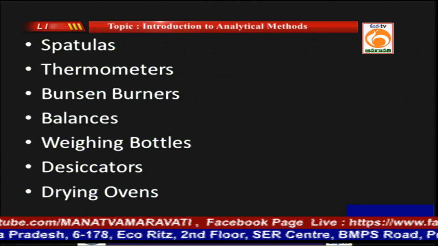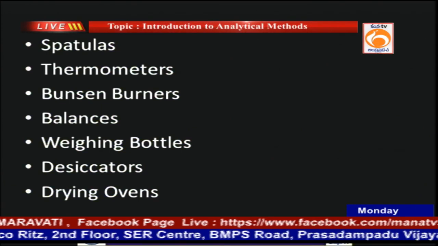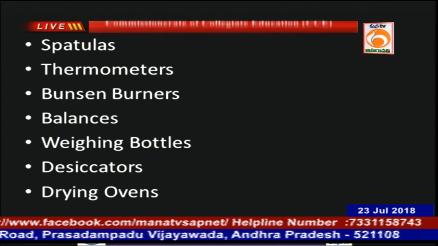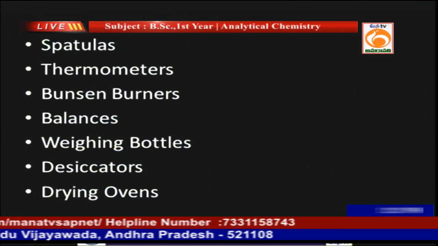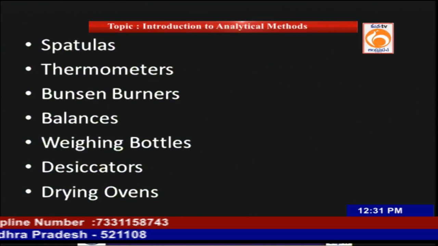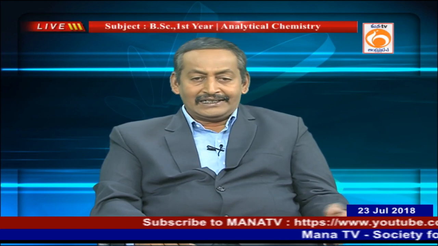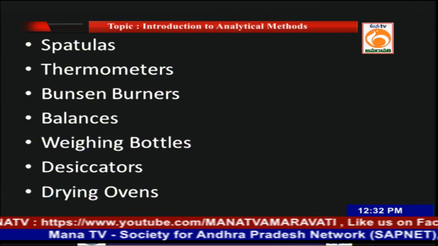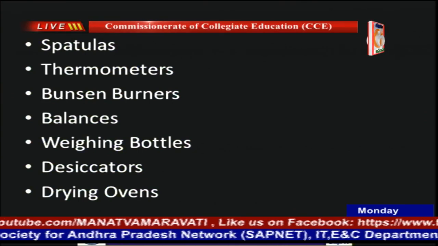for various types of reactions, you need to have the help of thermometers. Bunsen burners, when you try to heat certain solutions, you need the help of Bunsen burners. Balances, just like we have seen an analytical balance, you should always have the help of a balance, without which you don't know what weight you are doing the analysis with. Weighing bottles are, apart from the butter paper, you will also have weighing bottles, which is a standard practice in the laboratories for weighment.